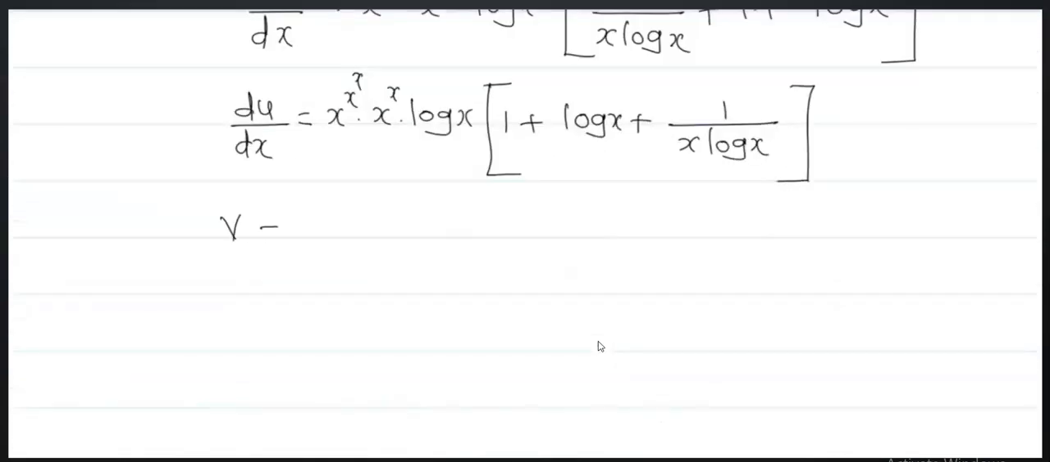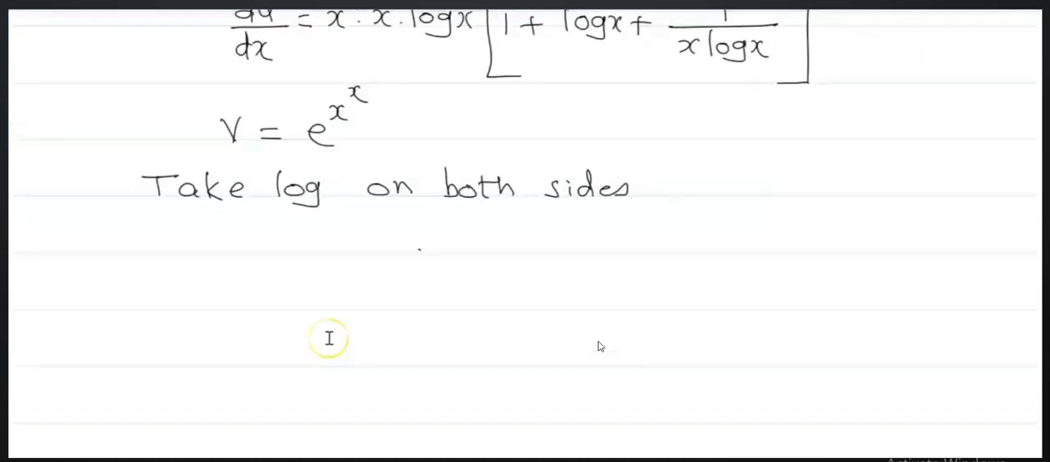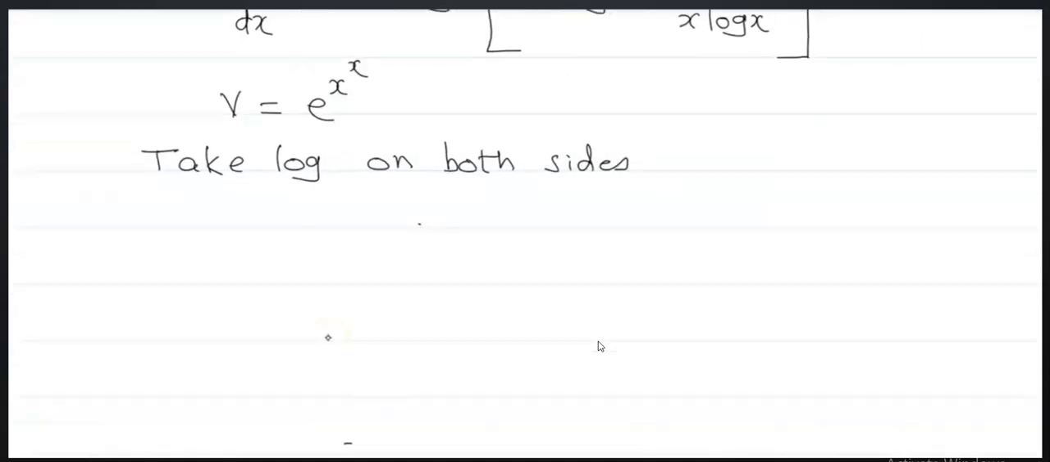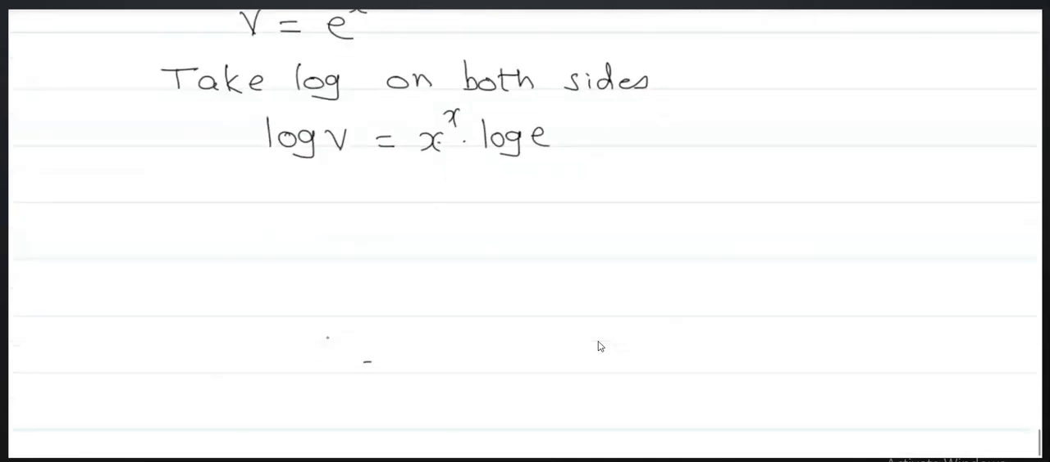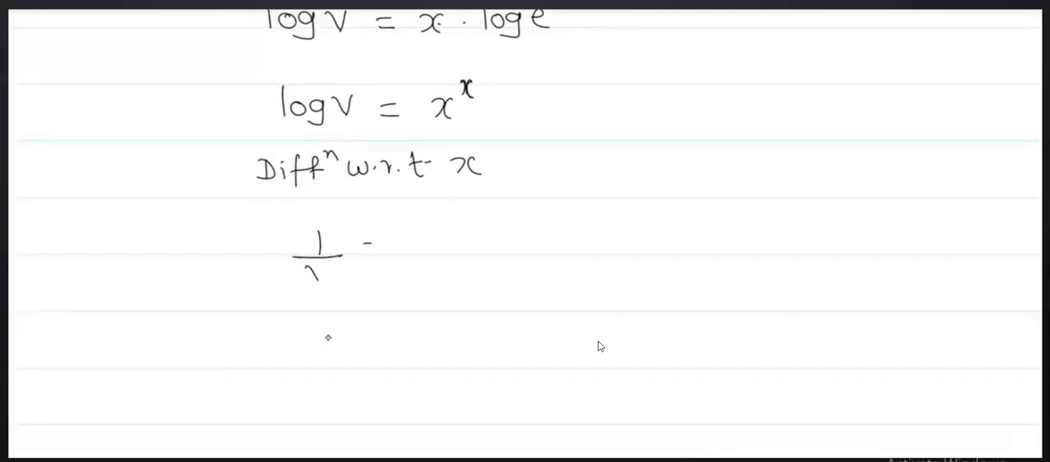Now the next is v is equal to e raised to x. Log of v is equal to x raised to x, and log of e to the base e is 1. Now differentiate this with respect to x, that is 1 upon v dv by dx.